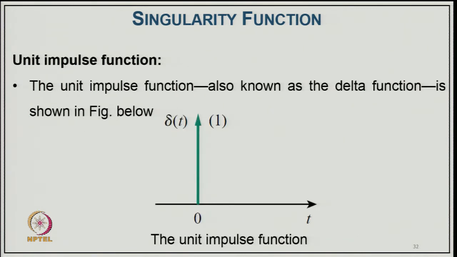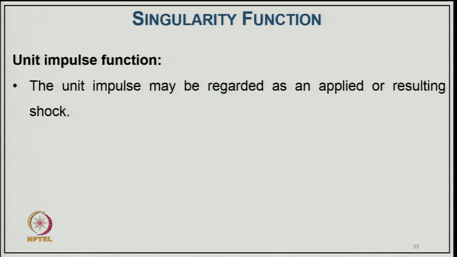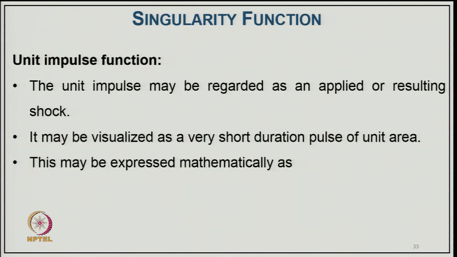So, this can be represented in graphical form. At t equal to 0 we have a function delta(t), and this is called the unit impulse function, also known as the delta function, shown in the figure, as you have the value only at t equal to 0. The unit impulse may also be regarded as an applied or resulting shock, and it may be visualized as a very short duration pulse of unit area, and this may be expressed mathematically as the integral from 0 minus to 0 plus of delta(t) dt equal to 1, because it is only at the time equal to 0.